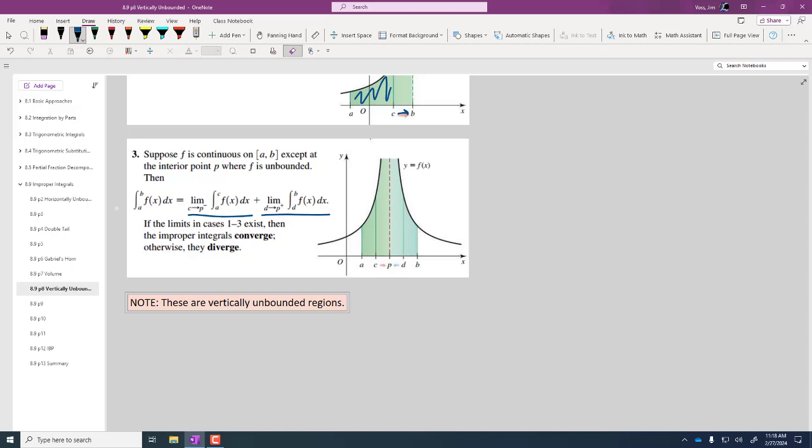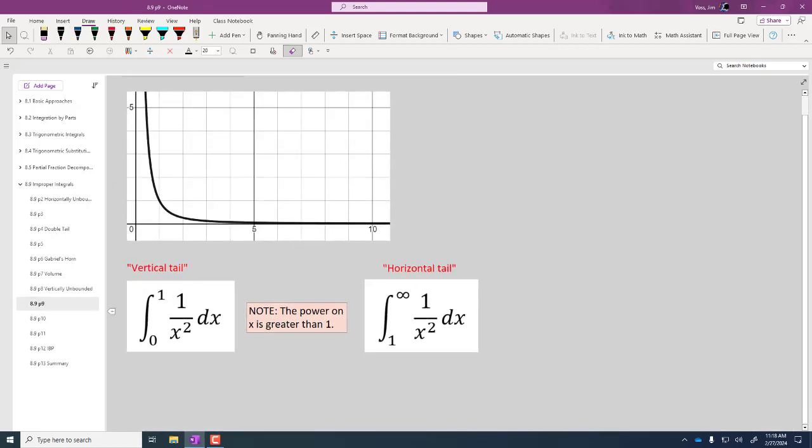So vertically unbounded regions. Let's try one. Okay, so when I look at this graph right here, I see two tails. I see a horizontal tail down here and a vertical tail up there. If you look at the graph, it's reasonable to say that the horizontal tail is going to be finite because it's going to the x-axis really quickly. But the vertical tail, along the y-axis, does not look like it's grabbing the y-axis really quickly. So it appears that that's finite and that's infinite.